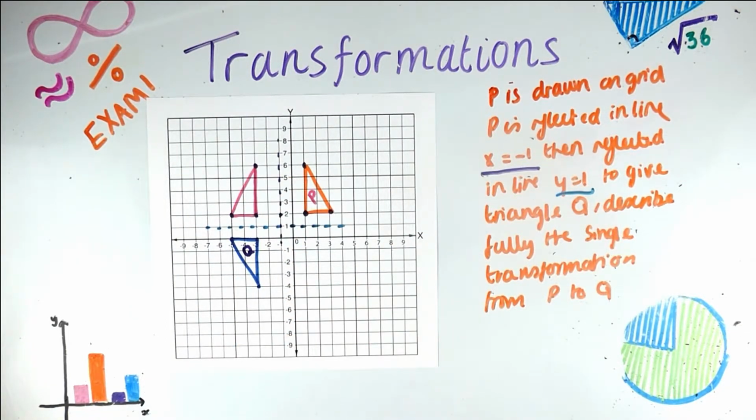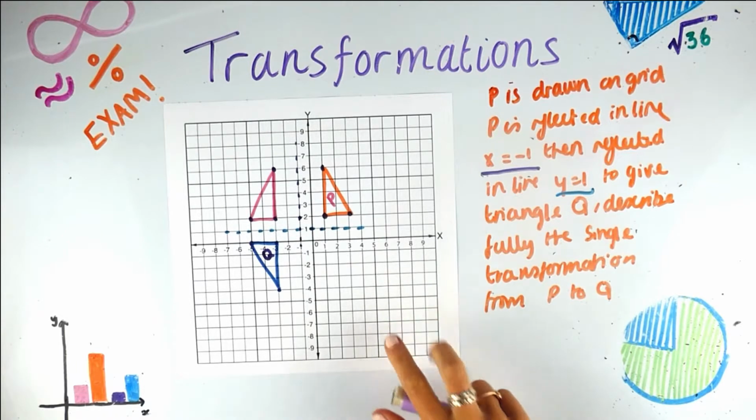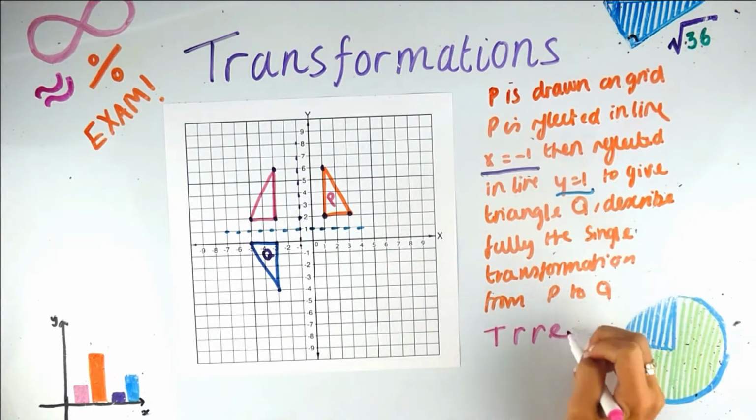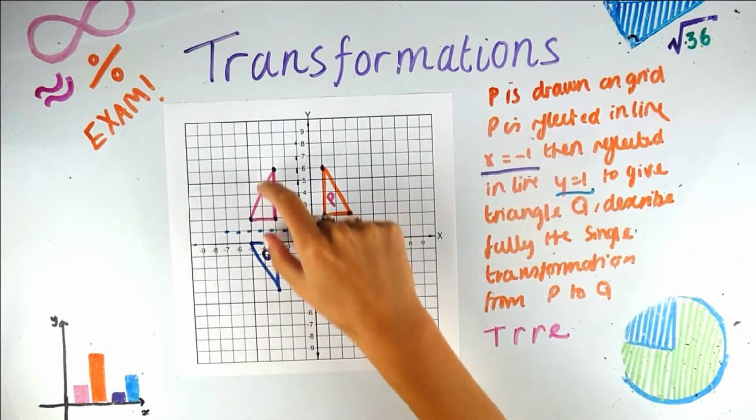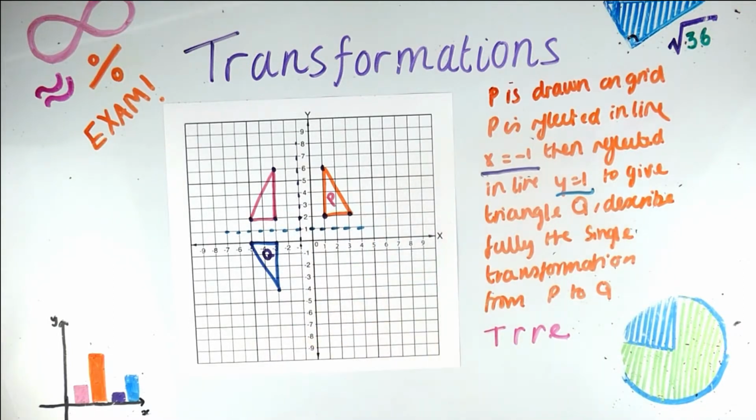So that's the transformation, and it says describe fully the single transformation from P to Q. How can I get from P to Q in one transformation? We have 4 options. We can go T, R, R, E. Translation, so is it like the crab shuffle? No, it's not, because it's changed the orientation, so there's no way you can shuffle that and make it go upside down.